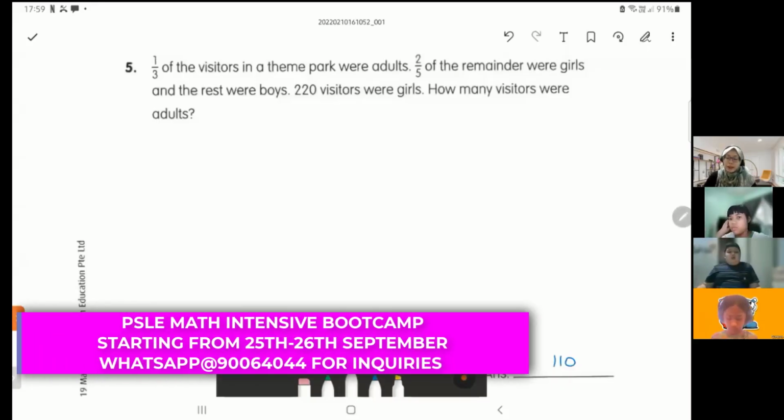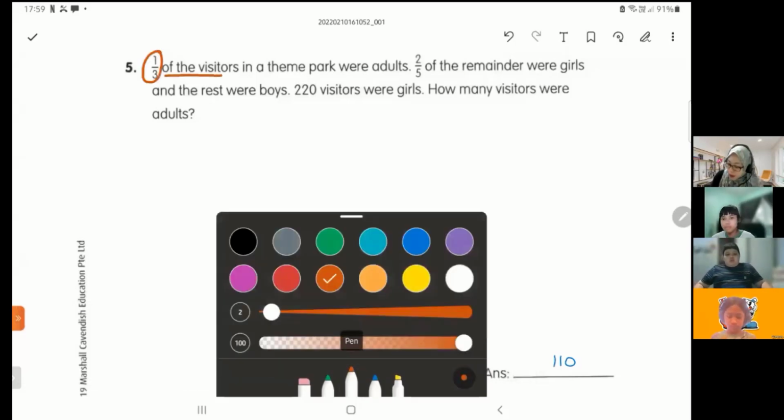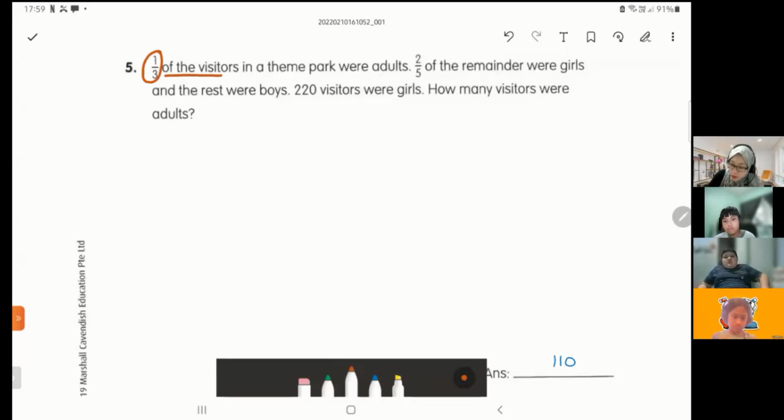Okay, 1/3 of the visitors in the theme park were adults. 2/5 of the remainder were girls, and the rest were boys. 220 visitors were girls. How many visitors were adults? Okay, we do line by line.